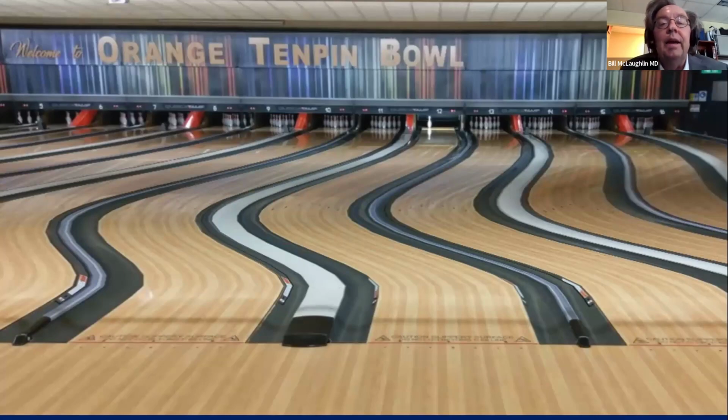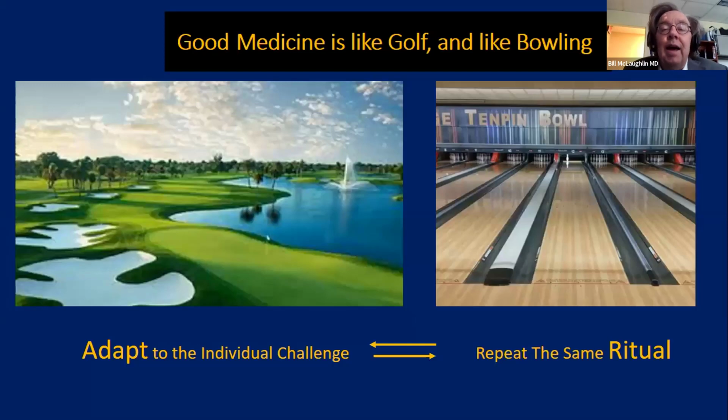But the reality is good medicine is like golf and like bowling, because you have to have that ritual bowling approach, and you have to adapt to the individual challenge. As I just told you, you're never going to see a patient like this before, and you're never going to see one like it. And you better have your eyes open for those unique features that make this a difficult or an easy case.